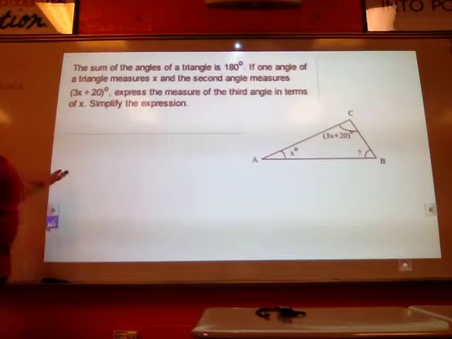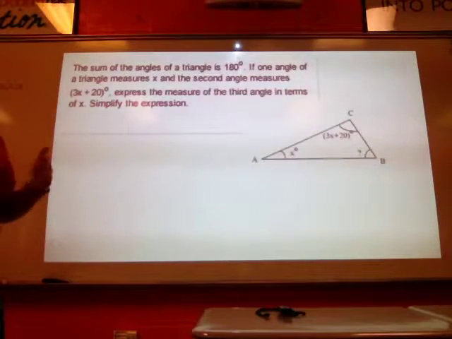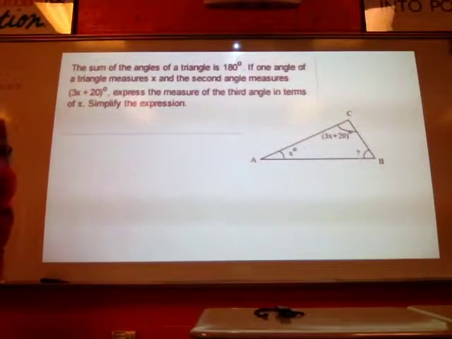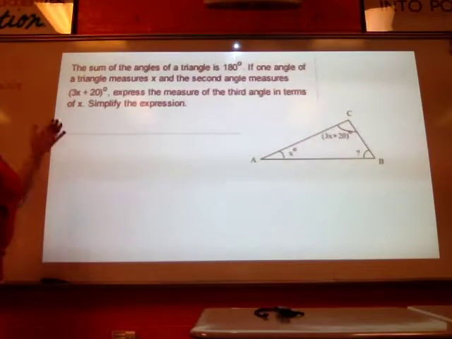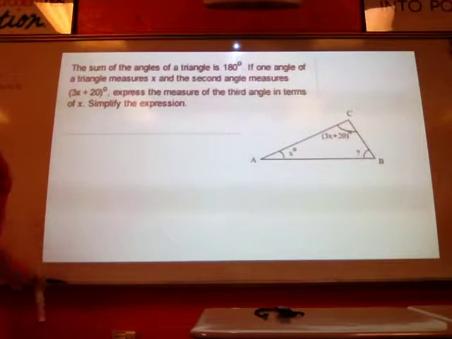Okay, so chapter 2 has been full of expressions, equations, simplifying, combining like terms, all of those good things. So this one's another question that came out of chapter 2. It says the sum of the angles of a triangle is 180 degrees. So it didn't even ask us to remember that. It just told us what it is.